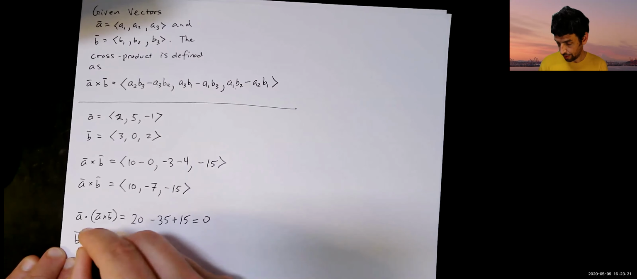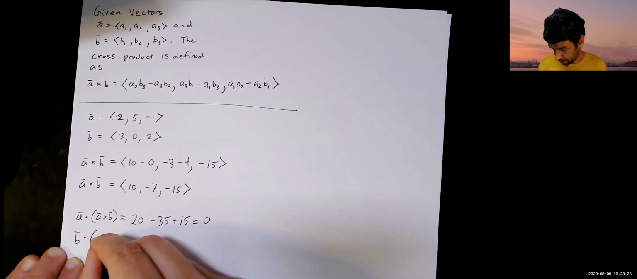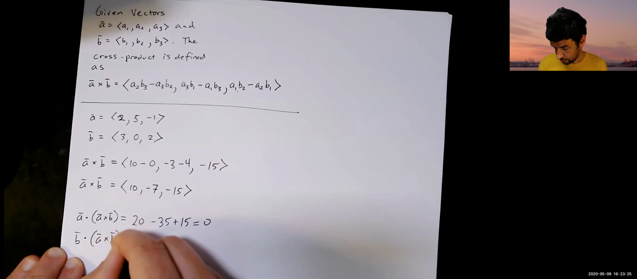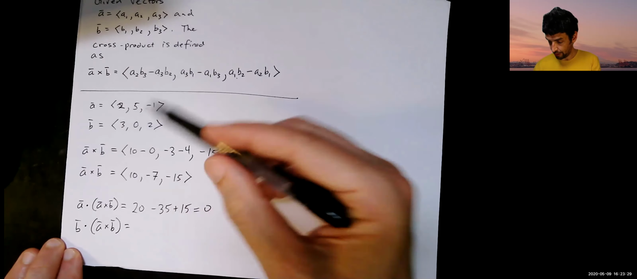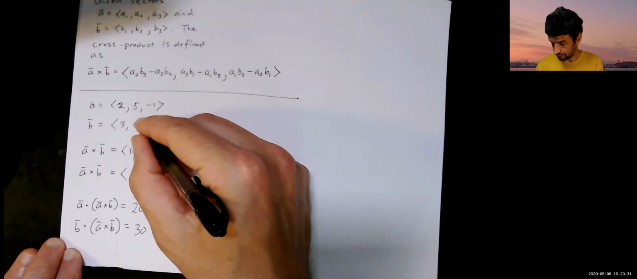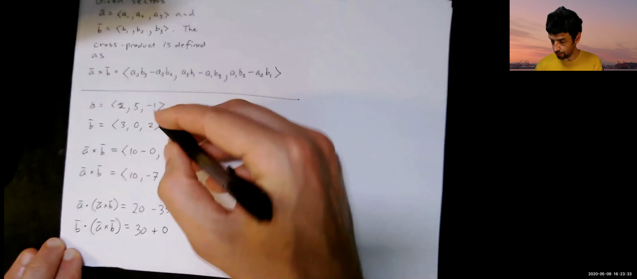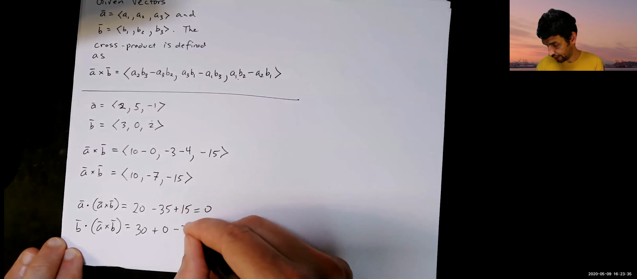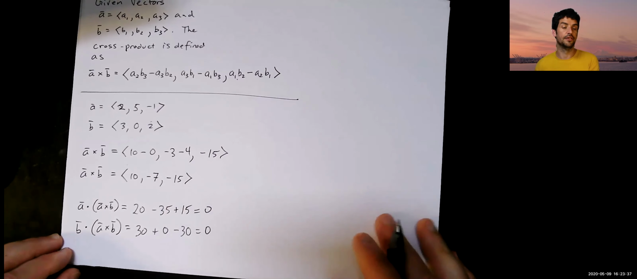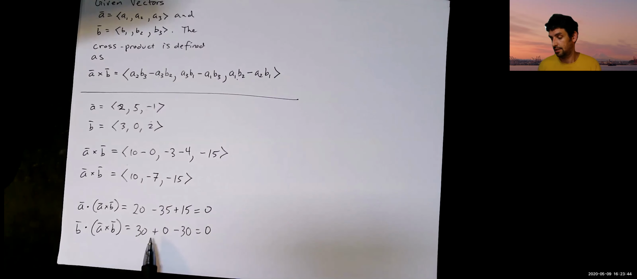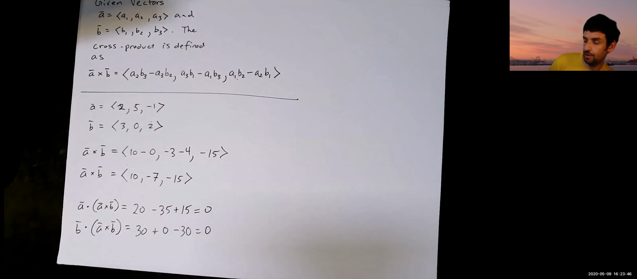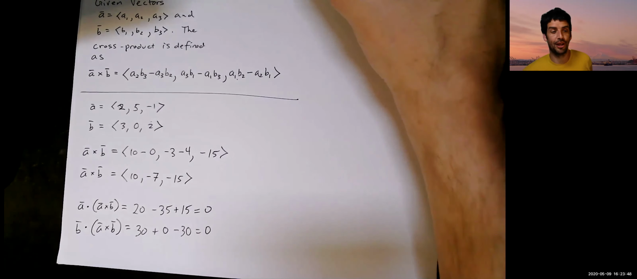And we'll do the same thing with B. We'll dot that with this new vector. So 3 times 10 is 30. 0 times -7 is 0. 2 times -15 is -30. And that, again, is 0. And so, in this case, it works out. And I suppose I'm asking you to believe me that it always works out.